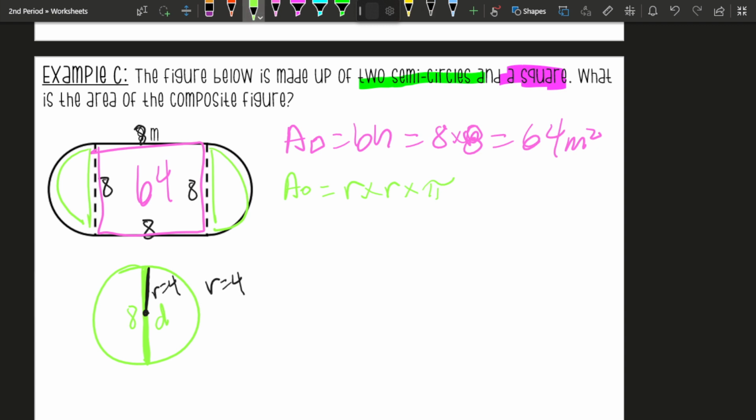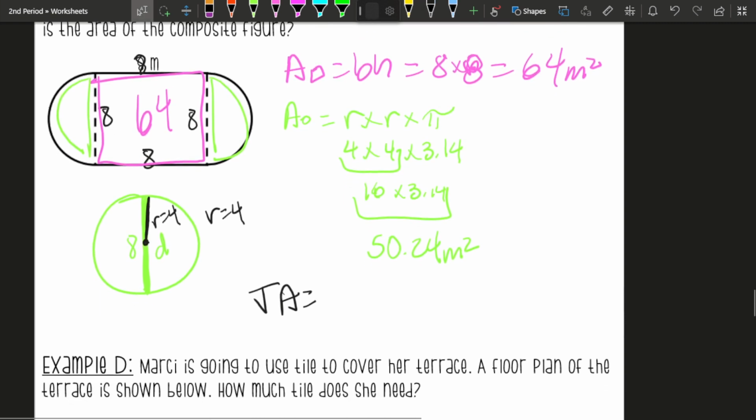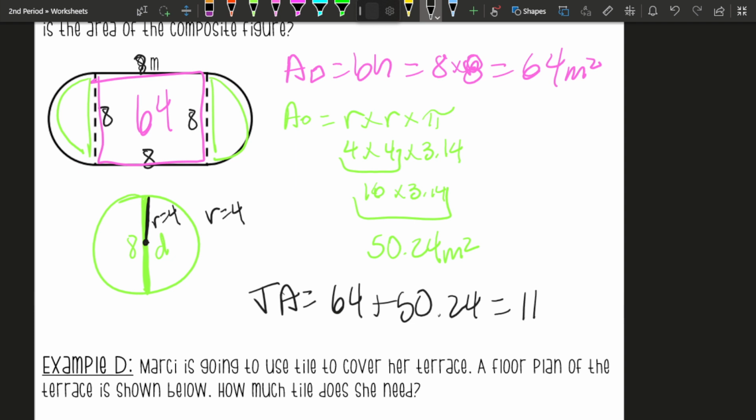So now we can plug it in. 4 times 4 times 3.14. This is 16 times 3.14. And when we multiply these two, we get what? 50.24 meters squared. Now, what is the last step? Total area. We're going to add them too. So we're going to add 64 plus 50.24. This is going to give us 114.24 meters squared. And I guess that's how you find the area of composite figures.